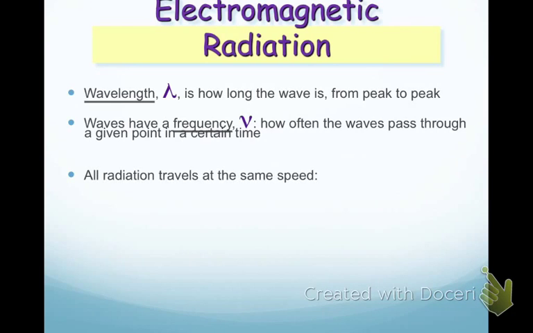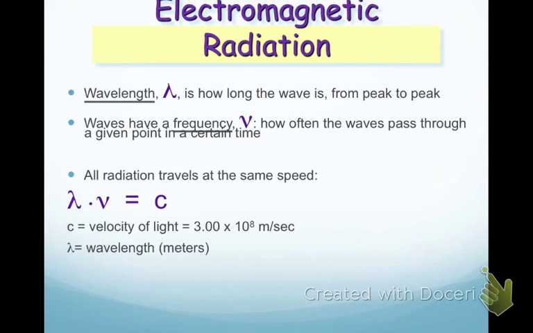Okay, so here are my 2 letters again. Wavelength, again, is the Greek letter lambda. Waves will have a frequency too, how often the waves pass. And the thing to remember here is that all radiation travels at the same speed. So I have wavelength times frequency equals c, which is the speed of light, the velocity of light. And this is a constant. The speed of light does not change, and nothing will travel faster than the speed of light. So c equals 3.00 times 10 to the 8th meters per second.